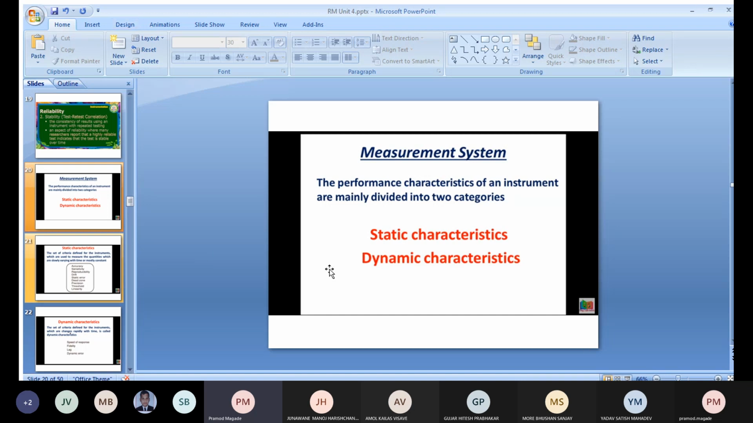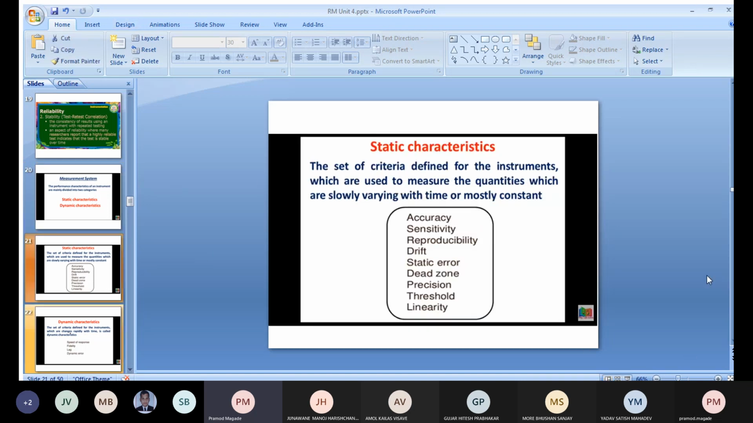Okay, so we'll see what static means. See, it is the set of criteria defined for the instrument which are used to measure quantities which are slowly varying. This is very important: slowly varying with respect to time, and generally it is considered a constant. Correct. It means the static characteristics are slowly varying with respect to time. Correct. So the types I told you, accuracy matters. Accuracy varies slowly. Sensitivity depends on the situation, atmospheric condition.